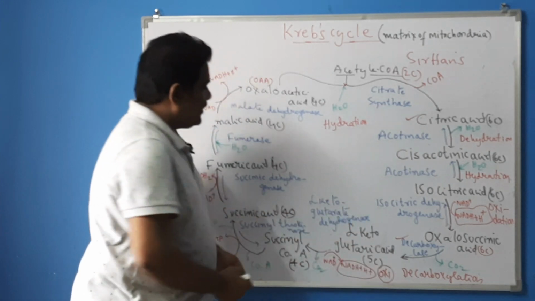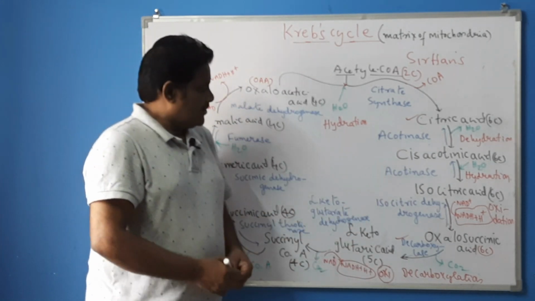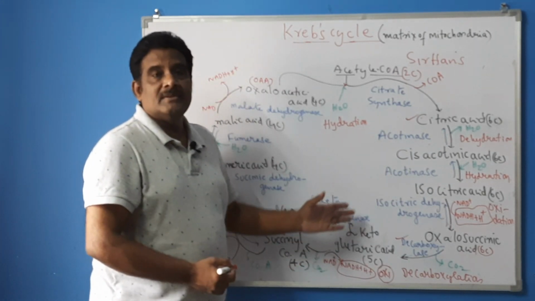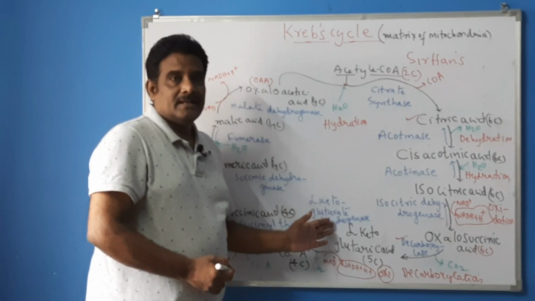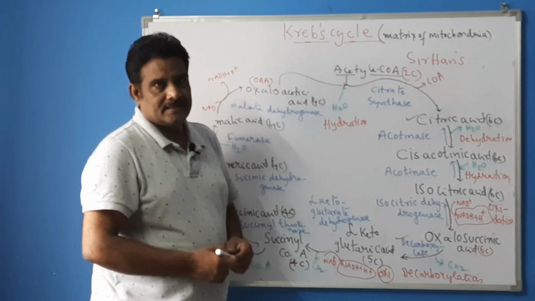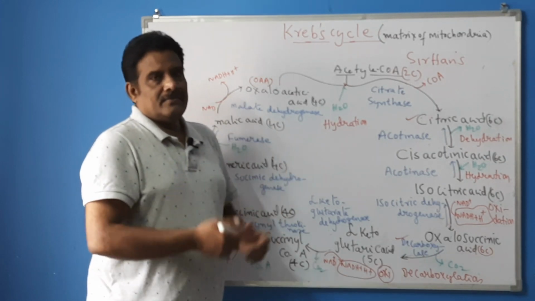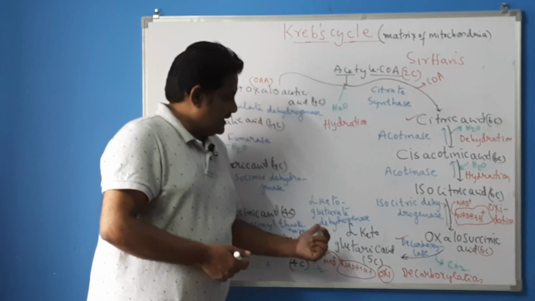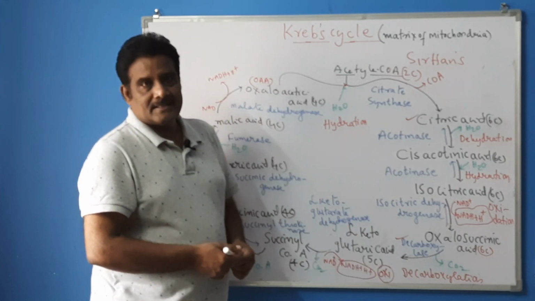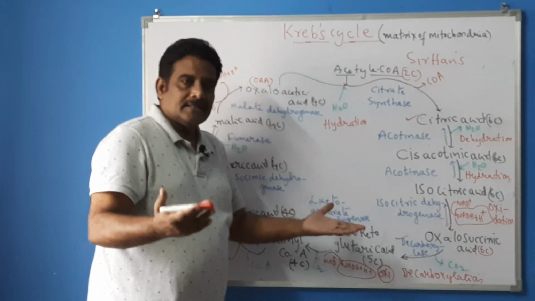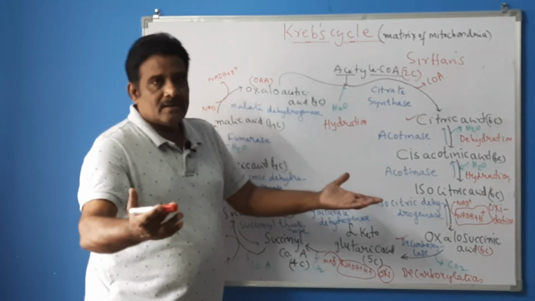Here, the alpha ketoglutaric dehydrogenase enzyme is involved. This is one of the complexes. Earlier I told you in link reactions, please observe my previous video on the link reaction, where you will find what the dehydrogenase enzyme complex is about. The complex consists of a combination of many enzymes.